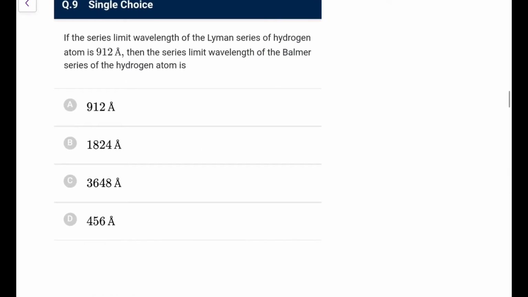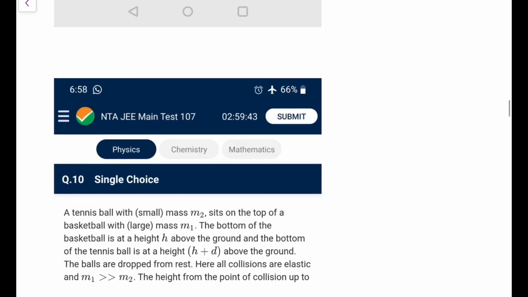If the series limit of the Lyman is 912, then the series limit of the Balmer will be? For the series limit of Lyman the energy is 13.6 eV. For Balmer it would be 13.6 into 1 by 4. So the energy is 1/4, so lambda will become 4 times. So 4 into 912, this is 3648. You can directly go for it without doing any calculations.